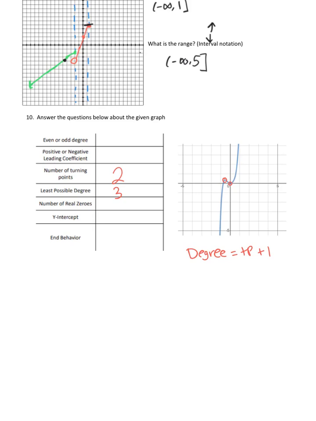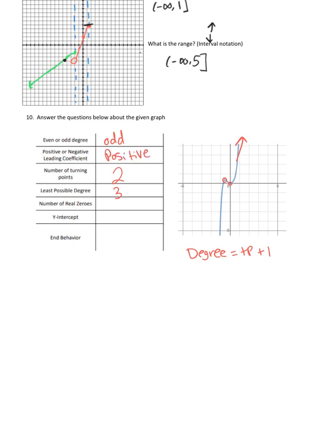Okay, so your degree is the same thing as the least possible degree. It's just a different way of saying it. 3 is an odd number, so this is going to be an odd degree. The right half of the graph is pointing up. That means that your leading coefficient or your A value needs to be positive.